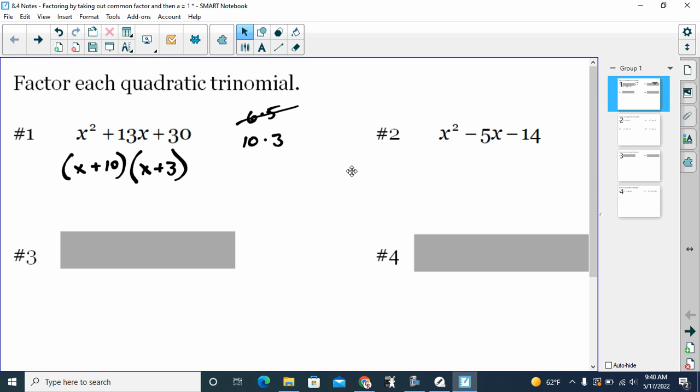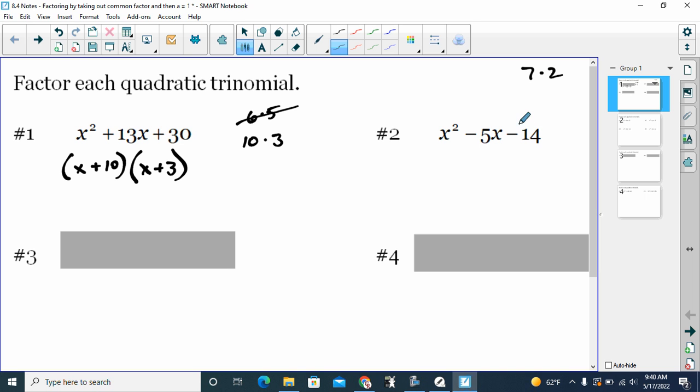Number 2, x squared minus 5x minus 14. You need to think about numbers that multiply to 14, and we're trying to get negative 5. So multiplies to 14, there's only a couple of them, 14 times 1 or 7 times 2. 7 plus 2 is 9. 7 minus 2 gives me 5. So those are probably our numbers there, 7 and 2.